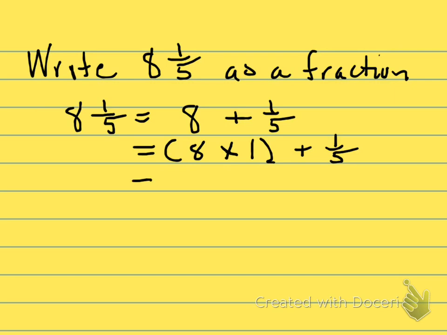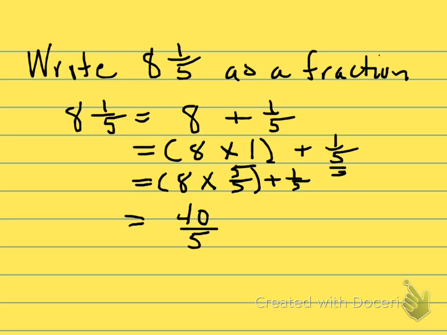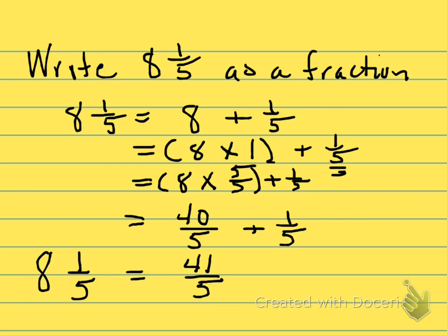So I've got to think to myself, what fraction can I multiply times 8? Oh yeah, I've got to remember, I'm using a denominator of 5. So I'm going to multiply 8 times 5 over 5. I'm still going to add that 1/5, don't forget that, because I'm trying to get 8 1/5 to look like a fraction. So 8 times 5 over 5 equals 40 fifths, plus 1/5 equals 41 fifths. 8 1/5 equals the same as 41 fifths. So I've just written 8 1/5 as a fraction.